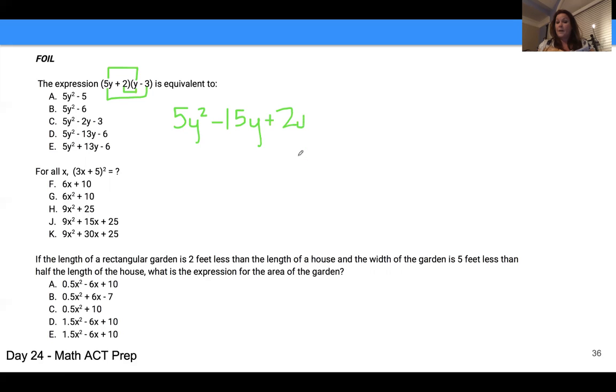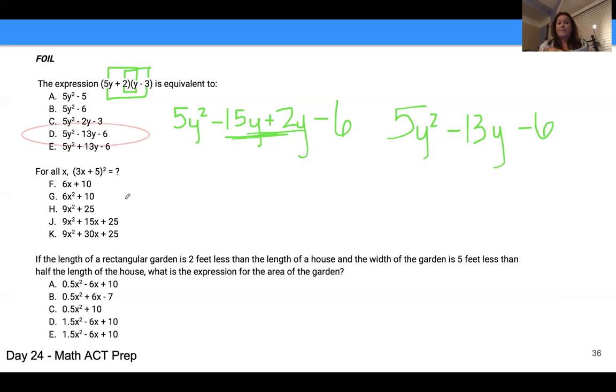I'm already noticing I can combine those two. And then our last ones are going to be positive 2 times negative 3, which gives me a minus 6. So let's combine these two guys here because we want it to be simple. So 5y squared minus 13y, because negative 15 plus 2 gives me negative 13, minus 6. So that means our answer is D. Yes, D. Now the second one, I instantly know the answer too. I mean, I can tell you right now, it's 9x squared plus 30x plus 25.